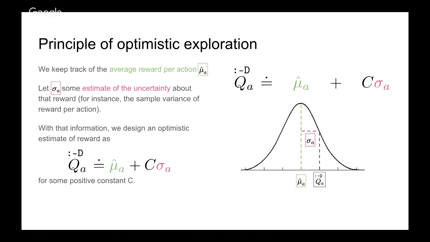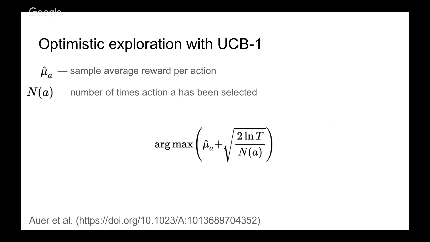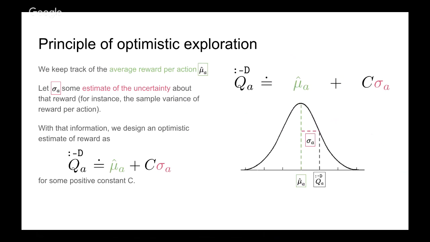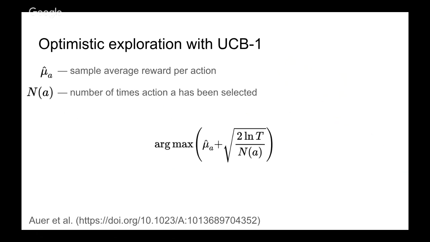All right. So now a particular exploration algorithm, the optimistic exploration algorithm in the courses, UCB, is even simpler than what I mentioned here. We use a sample variance of reward per action. It doesn't use any of the actual reward data to produce an estimate of the uncertainty of mu hat. It just uses the current time step and the number of times an action has been selected.